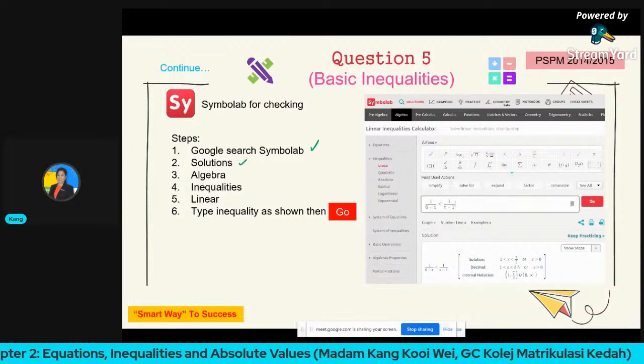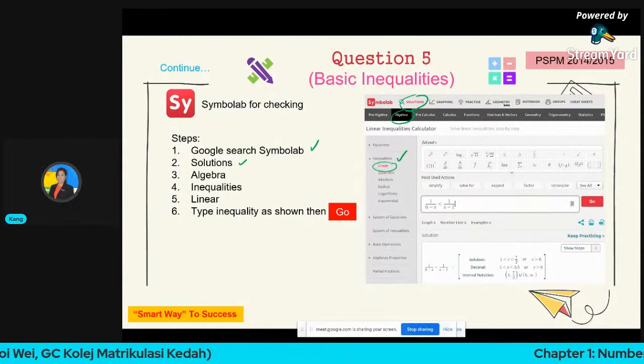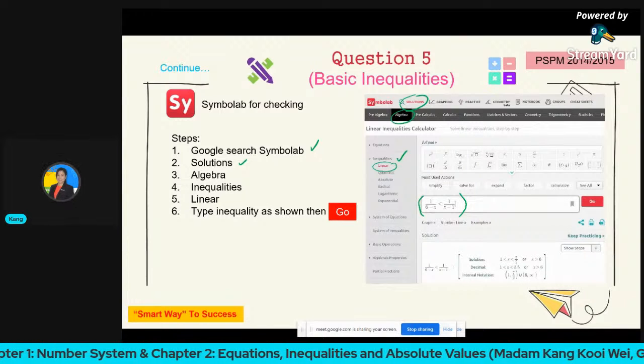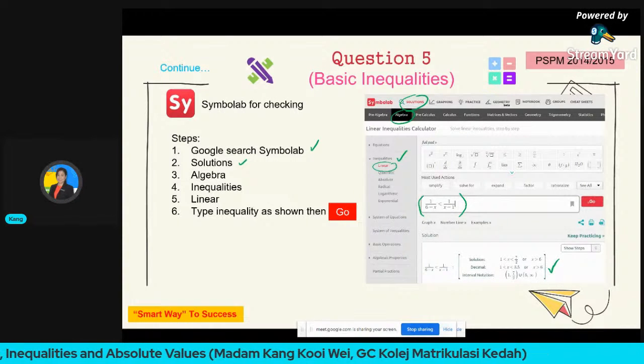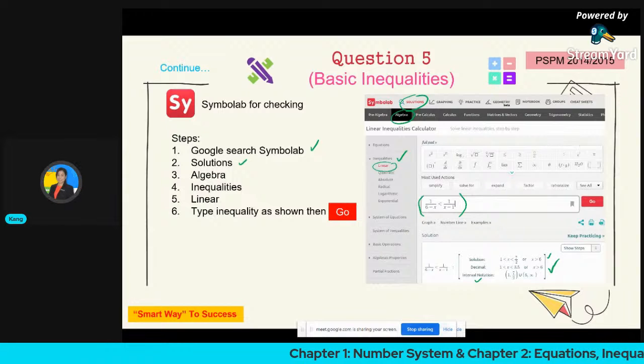So next we will continue to check the answer. Go to Symbol Lab, choose Solution, then choose Algebra, Inequality for the linear. Symbol Lab still mentions this one as linear, but for our notes, we categorize it as non-linear because of the method of solving. After you click the Go button, it will give you the final answer in the solution set, in decimal, and in interval notation. The three answers are given to you. So we are settled for the inequalities.